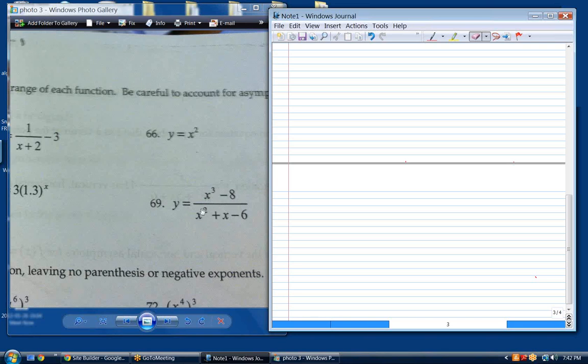Once I've figured out that x can't be negative 3 or positive 2, then for the numerator, we haven't talked about the range yet on this. Let's not skip this problem quite yet, because the range is not so trivial. We know that the denominator factors into x plus 3 times x minus 2. Does the numerator factor into anything?